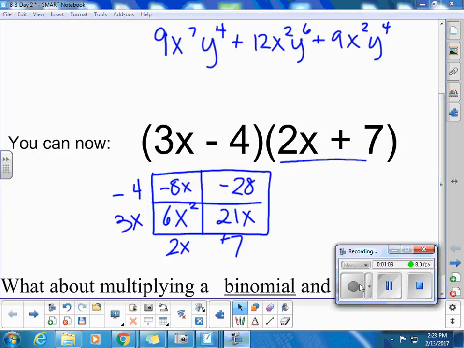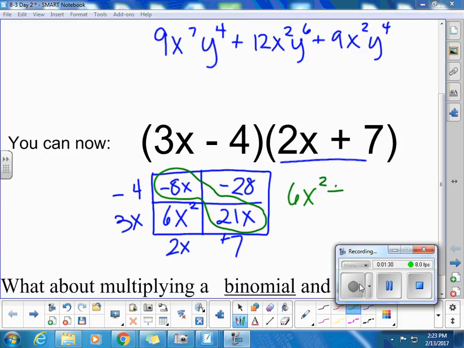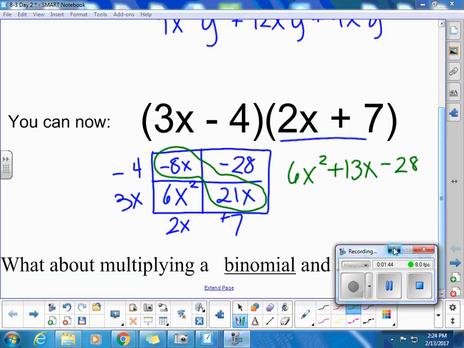All right, so I did it the box method, and when I do this, remember, don't forget you have some like terms. It looks like I did in the opposite order that I normally do, but this still works. We get 6x squared, and we have x's in common, so 21 minus 8 is 13 x's, and then minus 28. Did I say 21 minus 8? Yeah, 13. All right, so that is it if we multiply those binomial times binomial.